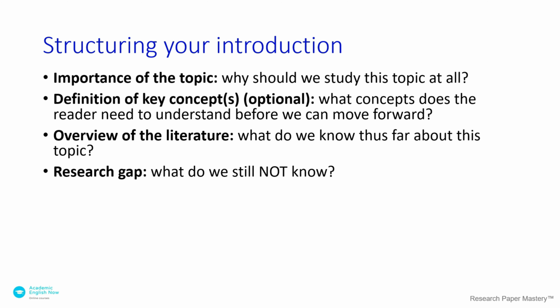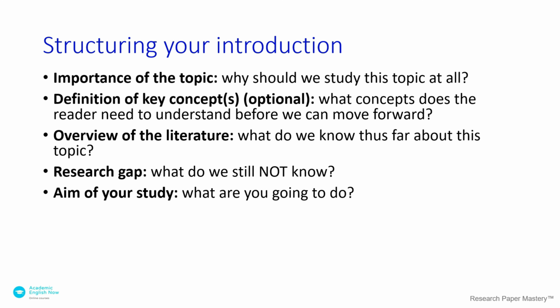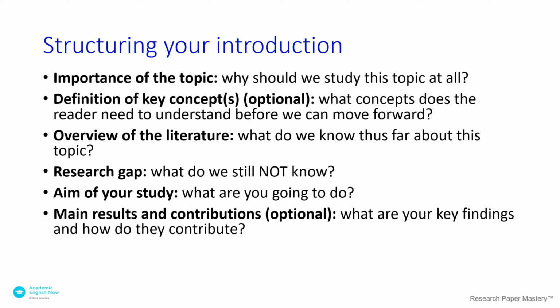Now, the next subsection is the research gap, right? So in this paragraph, you basically want to tell us, what do we still not know? What knowledge is lacking? What are some of the problems that your paper will solve? And typically, this is a separate paragraph, but sometimes it's included as part of the literature review paragraphs. And then, of course, the aim of your study, so what are you going to do? This aim should of course be connected to the research gap and should flow out of the literature review as well. And then we've got the main results and contributions, which is an optional element.